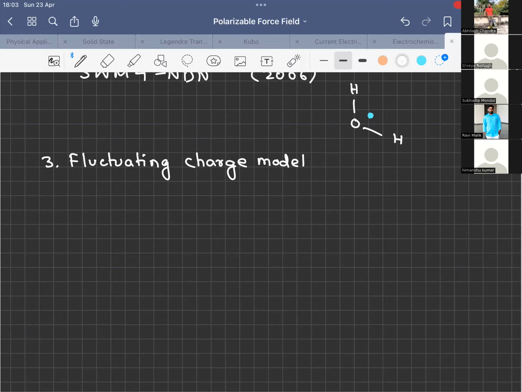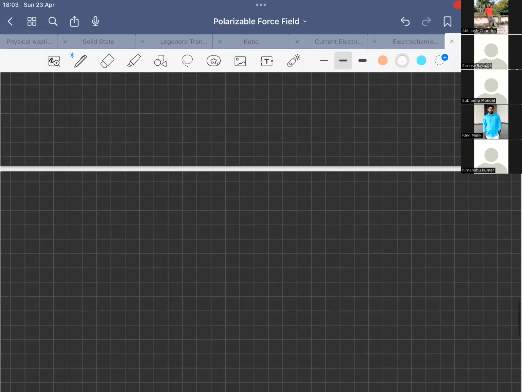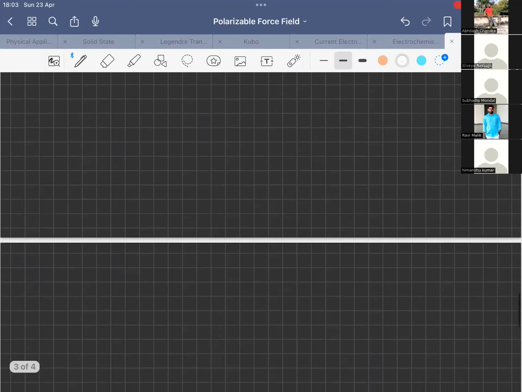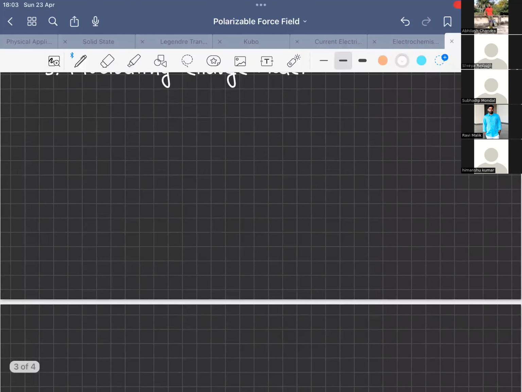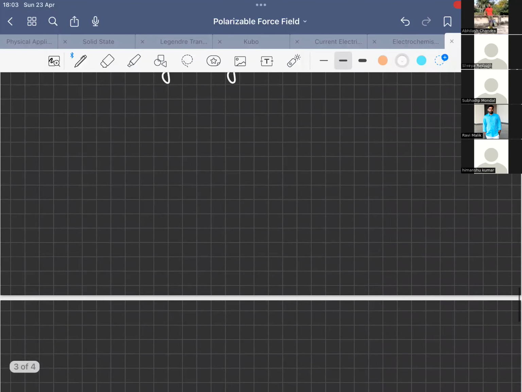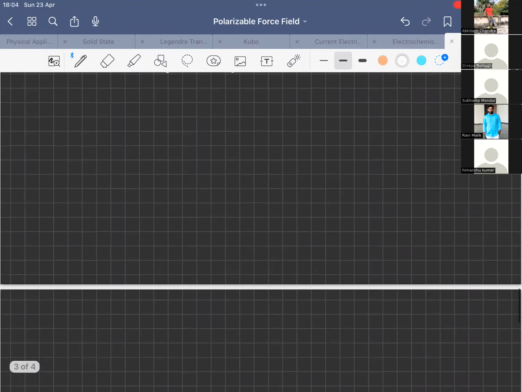In this methodology, variable discrete charges are located on atomic sites or within a molecule. The electrostatic potential is computed for a given molecular geometry by minimizing this electrostatic energy. So first I would like to write this electrostatic energy function used for the fluctuating charge model. Here Q gives the charge, i is a molecule, and alpha is the index of a site.